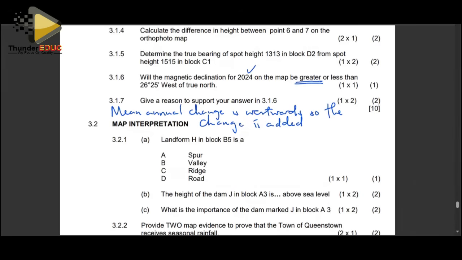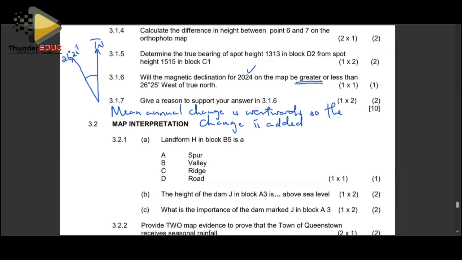I understand you know how you calculate your magnetic declination. If the change is an average to the west, it means the angle is increasing and we add. If the declination is to the east, it means the angle is declining and we subtract. Like we are saying from the true north here, and there is an identified angle here. Maybe the angle now is 26 degrees and 25 minutes west of true north. Our true north is there.